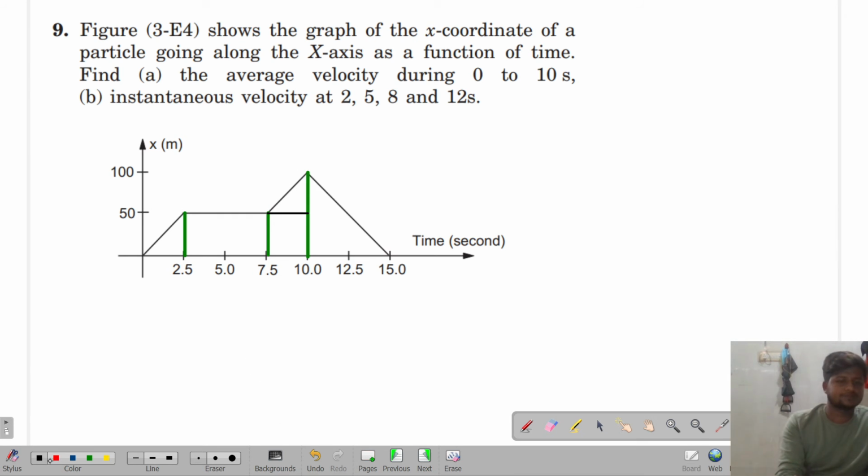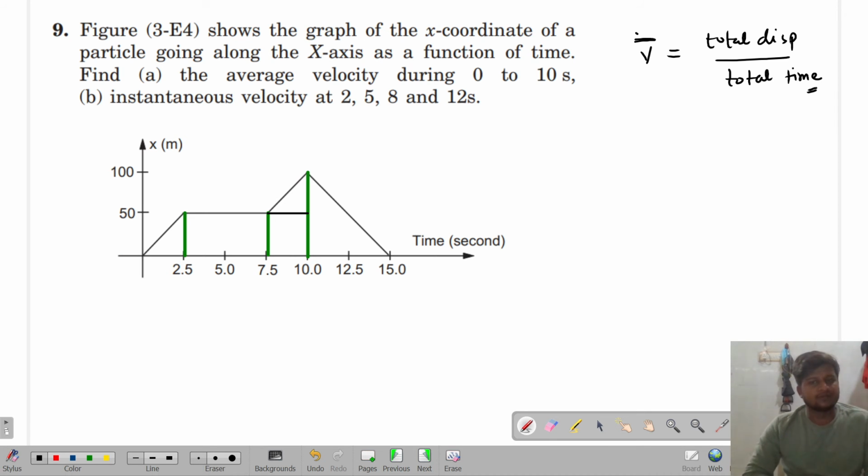Okay, now look over. See this. First we should go to average velocity. It is asking to find the average velocity from 0 to 10 seconds. Now look over here. See this. What is happening? How to calculate average velocity? The formula of average velocity is what? Average velocity is nothing but total displacement by total time. Yes or no? This is your average velocity formula.